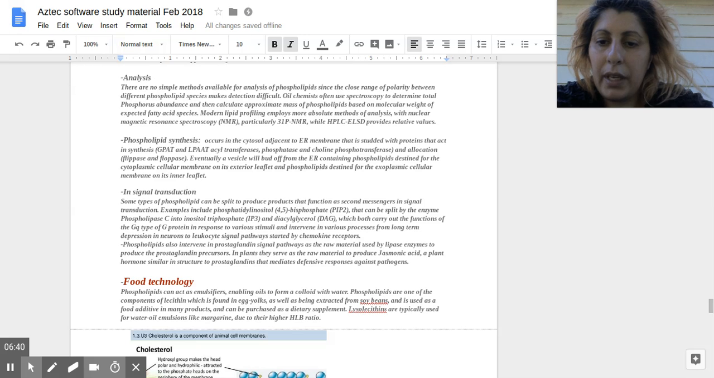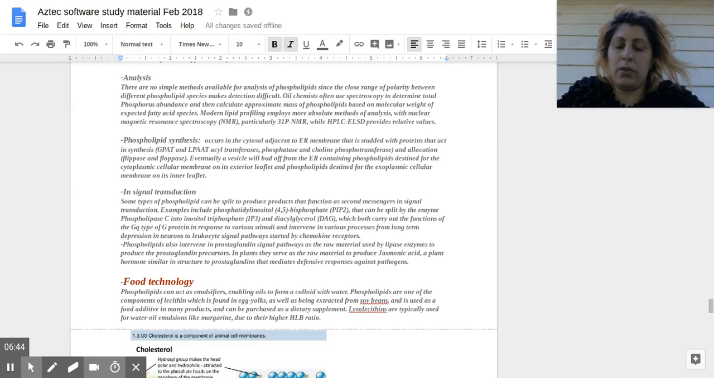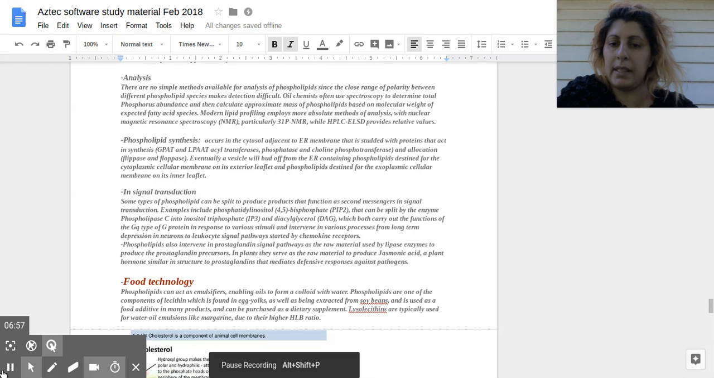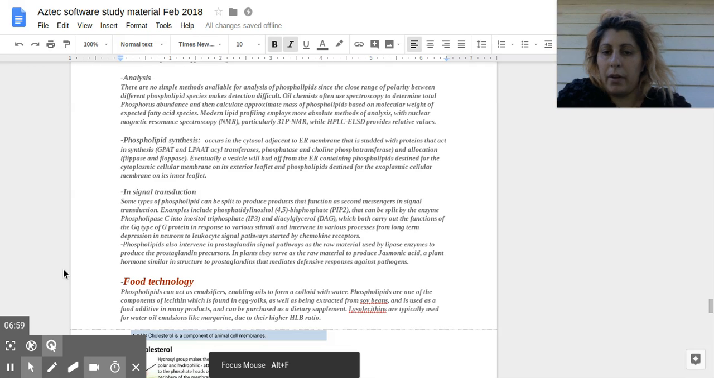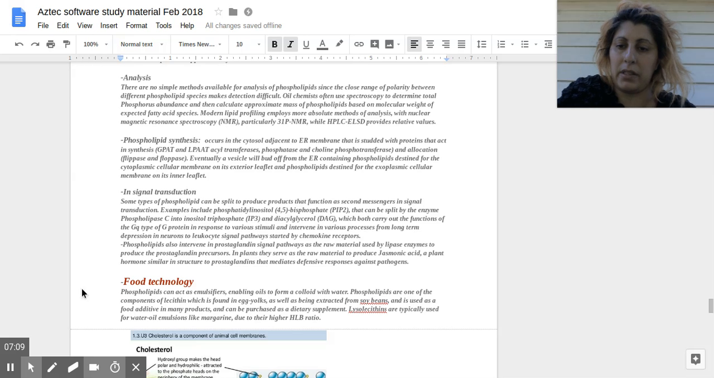Phospholipids also intervene in prostaglandin signal pathways as the raw material used by lipase enzymes to produce the prostaglandin precursors. In plants, they serve as the raw material to produce jasmonic acid, a plant hormone similar in structure to prostaglandins that mediates defensive responses against pathogens.